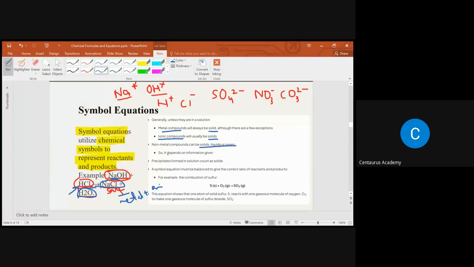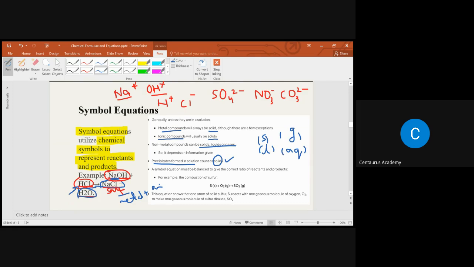Whenever precipitates are formed in a solution, this means that it is an insoluble precipitate, so we have to write the state symbol of a solid. Solids are represented as lowercase s, liquids as a lowercase l, and gases as a lowercase g, whereas aqueous solutions are represented as aq. What does aqueous mean?